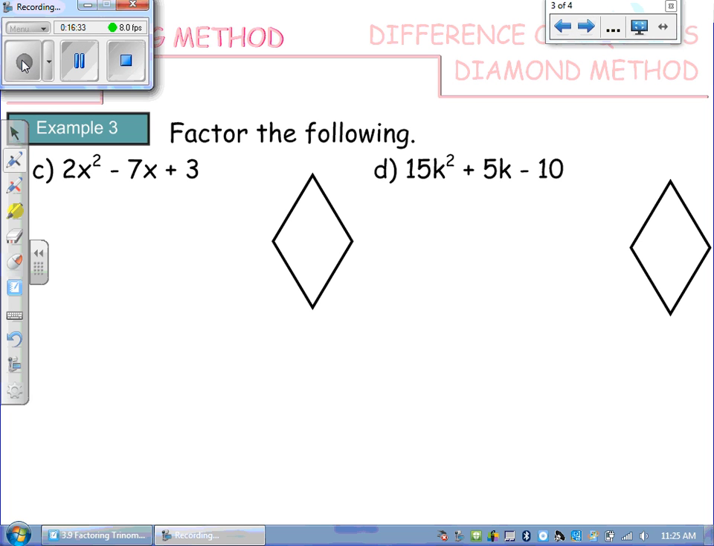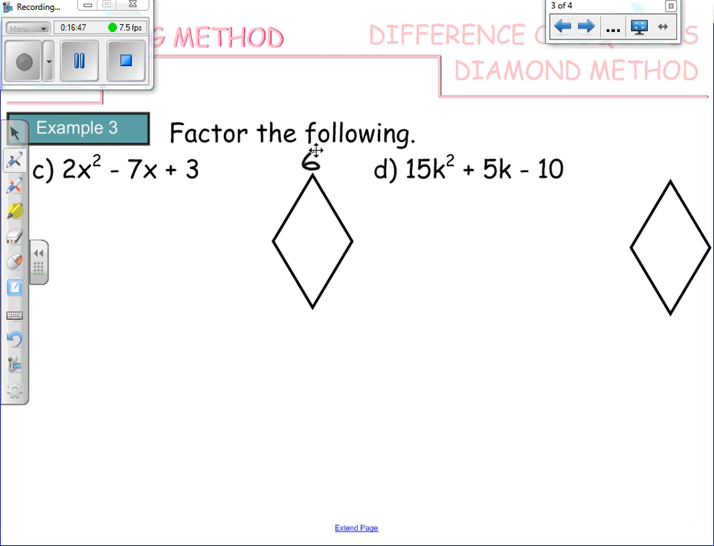Okay, we had some problems, right? What's the top number of the diamond? 6. It came from 2 times 3. So most people seem to be able to get that. That's A times C. What's the bottom number? It's negative 7. If you put positive 7, your answers are going to be wrong. That negative stays with the B value. What multiplies to be 6 and adds to negative 7? Negative 6 and negative 1.